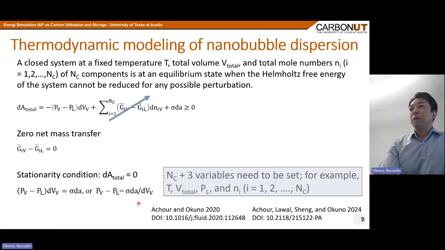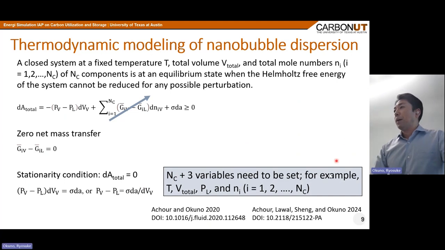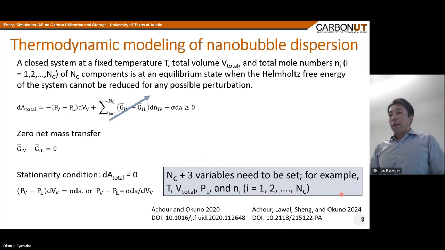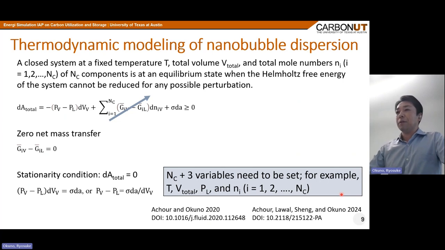A key point here from thermodynamics is that we have to specify NC plus three variables for the thermodynamic system of aqueous nanobubble dispersion. This is one variable in addition to a conventional two-phase system with a planar interface. Those variables can be temperature, total volume, external pressure, and mole numbers of components. Fortunately, they are all measurable in the experiment, directly or indirectly. So that's how we can obtain fundamental thermodynamic properties estimated based upon a limited amount of data.